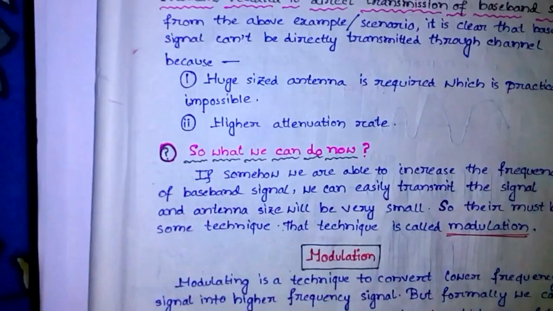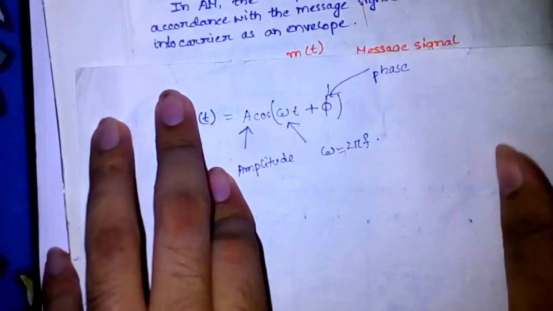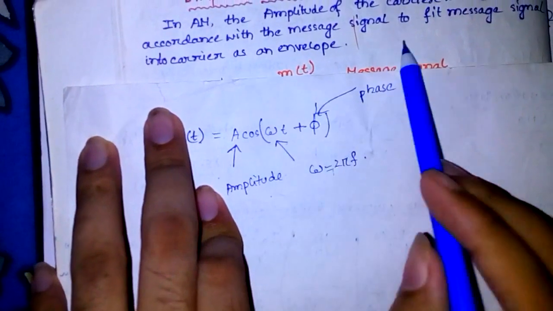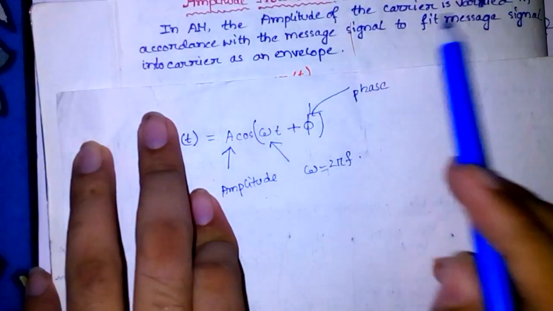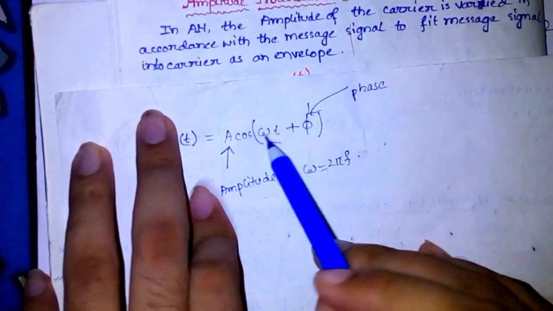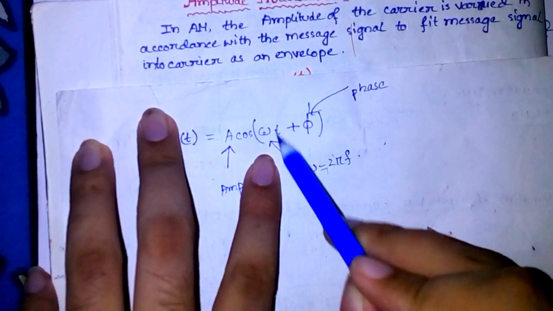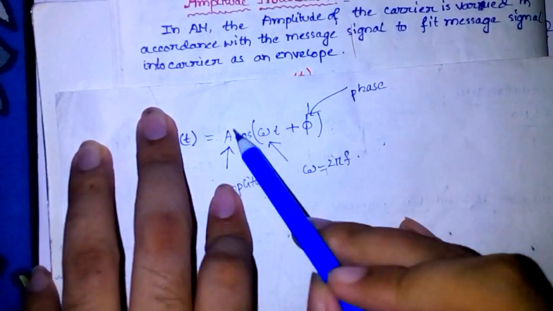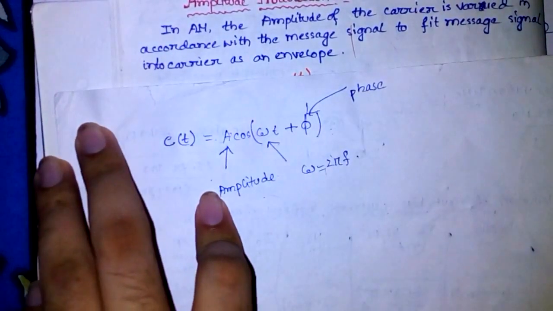Now let's try to talk about amplitude modulation. In the case of amplitude modulation, the amplitude of the carrier is varied in accordance with the message signal to fit the message signal into this carrier wave. The other parameters like phase and frequency will not be changed, but the amplitude of this wave, that is the carrier wave, will be changed.